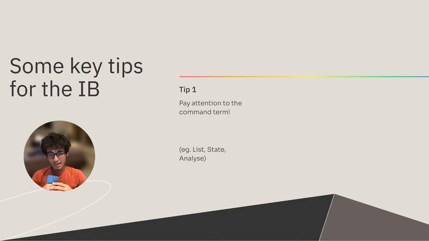So for example, if you see list at the start of a question, like list the types of matter, for example, then you just want to go ahead and list them, like liquid, solid, gas, right? And if it's state, then you just need to simply state. But if you're given analyze for a question, then you should probably look into a very detailed discussion of that answer, provide multiple perspectives, and really have a good discussion.